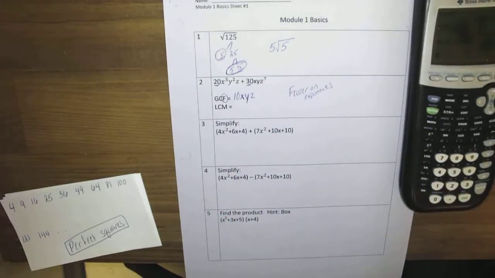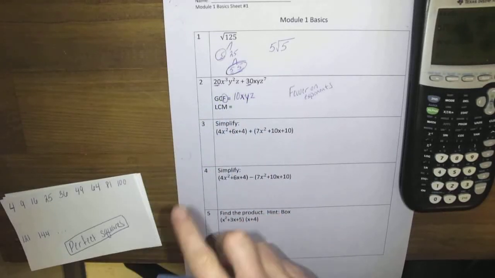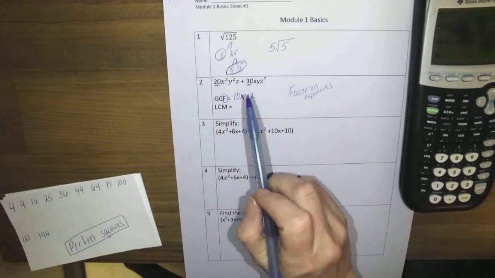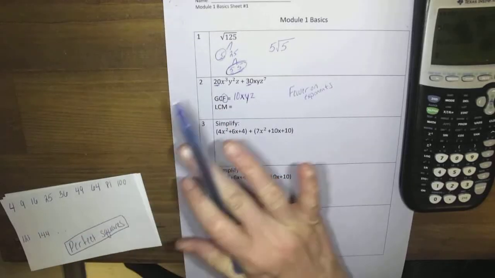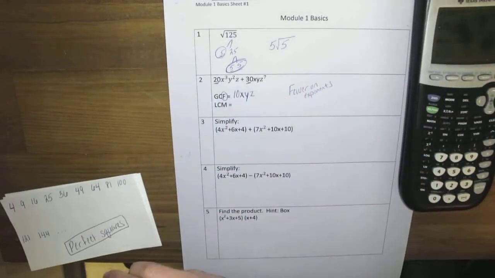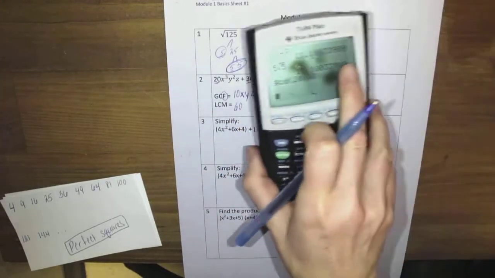LCM is the reverse of that. You want to think with the numbers in front: what's the first number that 20 and 30 both go into? That usually means the number would have to be the same as the larger one or bigger. So I know that 20 and 30, the first number that they both go into is 60. But if you didn't know that, that's okay.